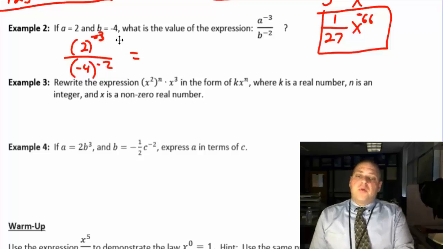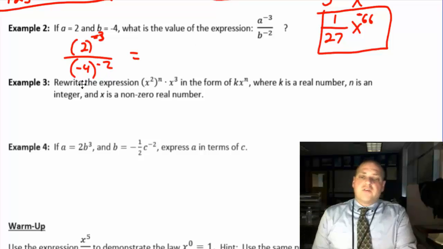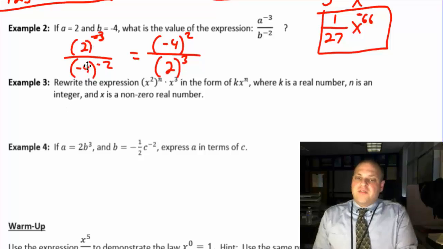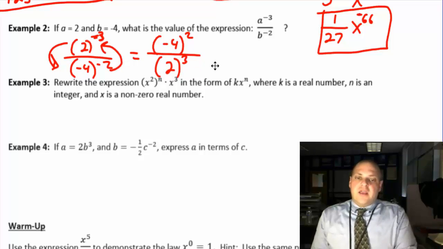Because they have negative exponents, if it has a negative, I'm going to move it to the bottom. Negative exponent moves to the top. So this whole thing moves to the top. It's going to be negative 4 squared. And then this is going to be 2 to the third. See how that whole thing moves down, and so this moves down and this moves up basically. All right, and now we can do this. Negative 4 squared is 16, and this is 2 to the third, which is 8, and then 16 over 8 is just 2.